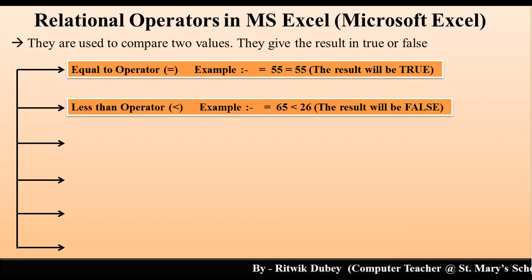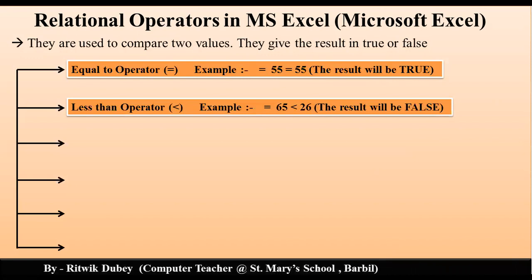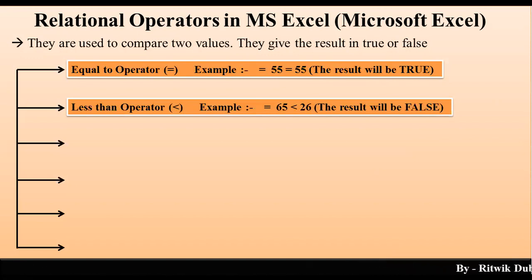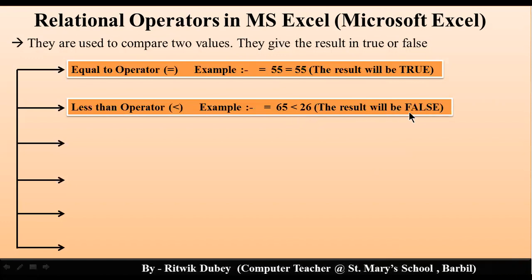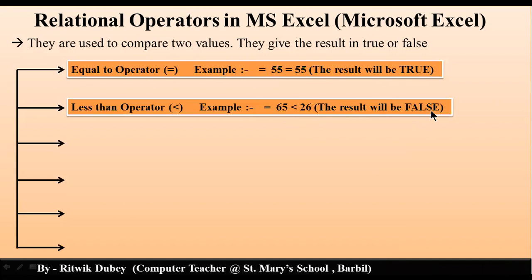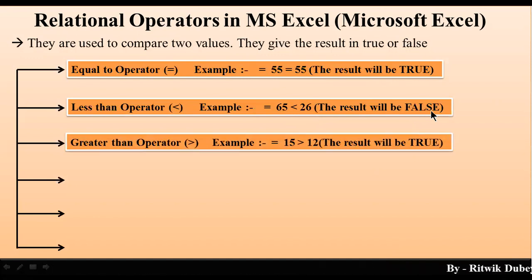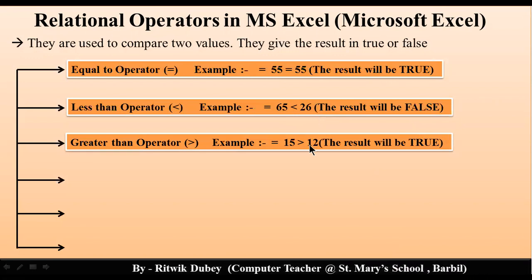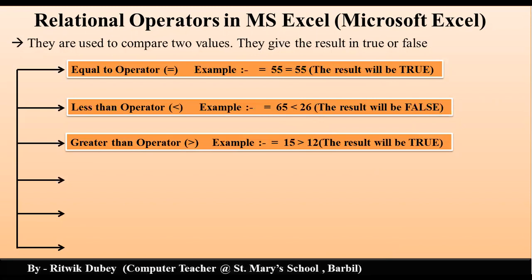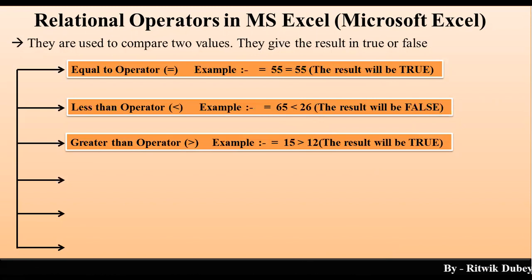The second relational operator is the less than operator. Example, 65 is less than 26. 65 क्या 26 से छोटा है? नहीं. नहीं मतलब आंसर हम लोगों को फॉल्स मिलेगा. क्लियर? So this is the less than operator. Then the greater than operator. 15 is greater than 12. क्या 15 12 से ग्रेटर है? हाँ है. Yes. तो यस का मतलब होता है ट्रू. The answer which we will get is true.